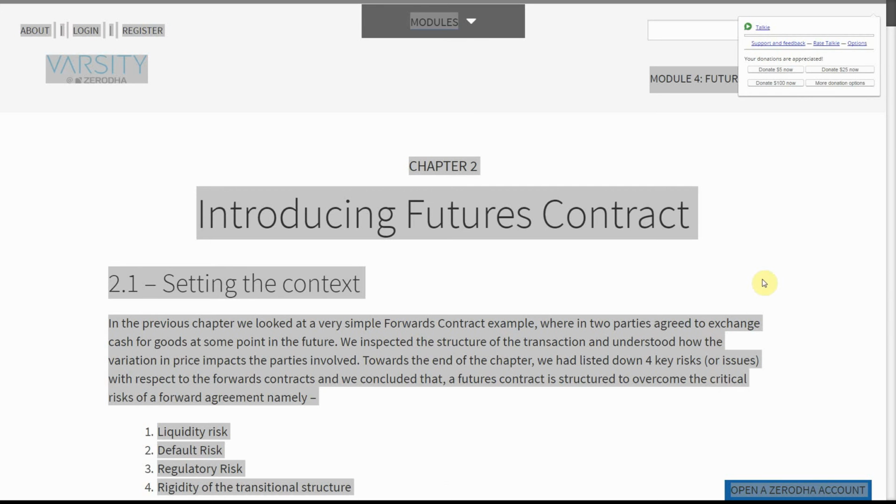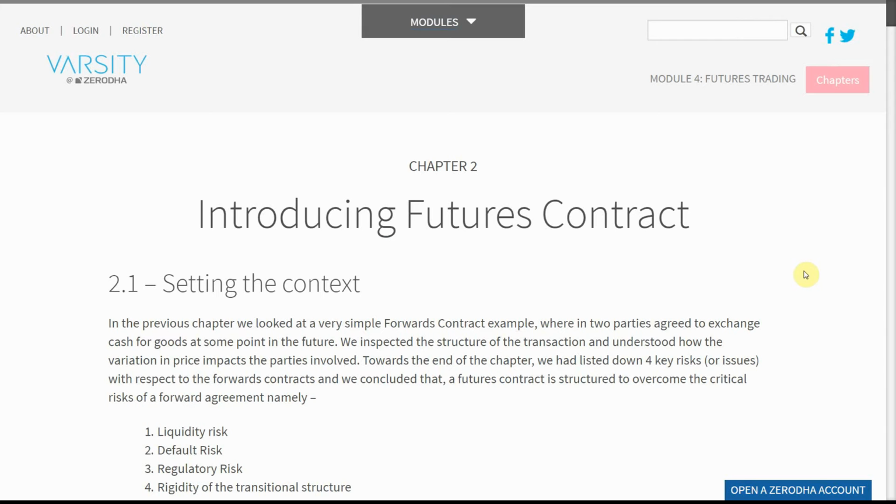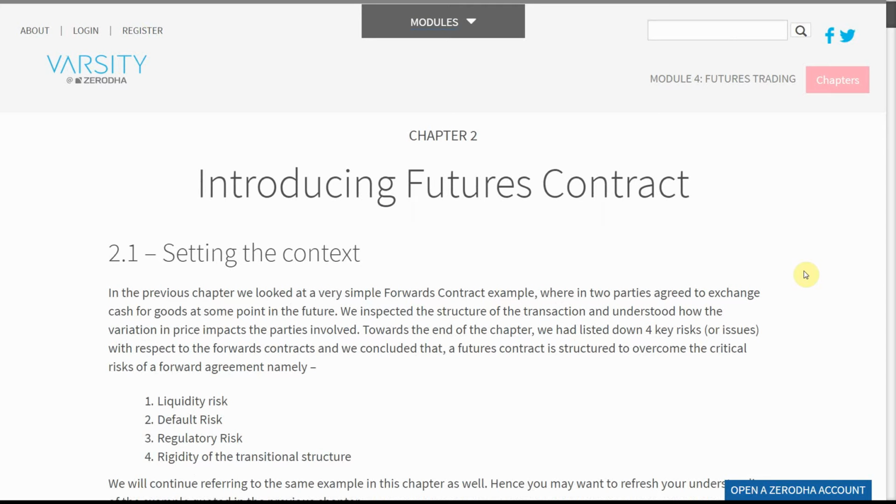Open a Zerodha account. Chapter 2. Introducing futures contract. 2.1 Setting the context.